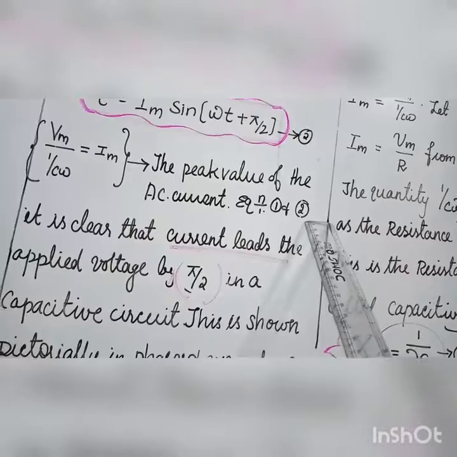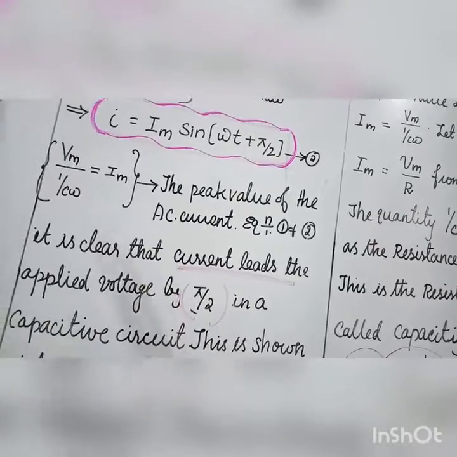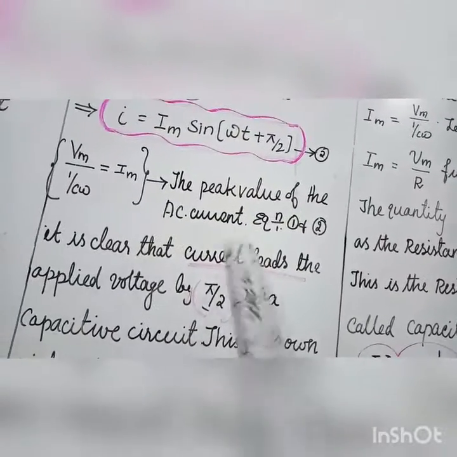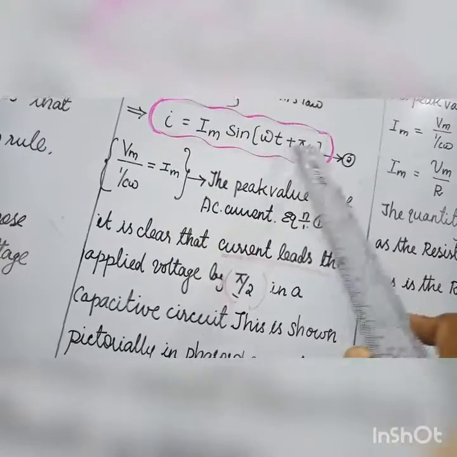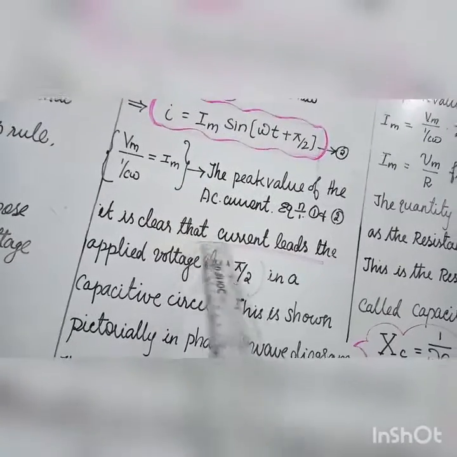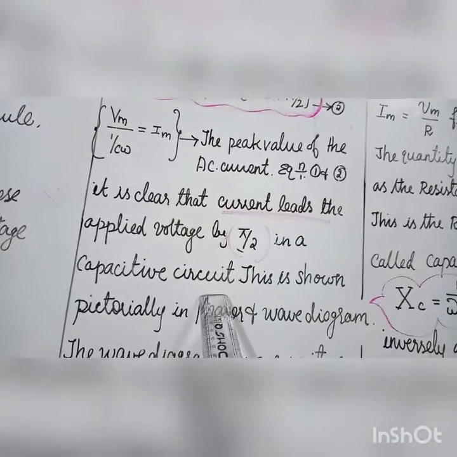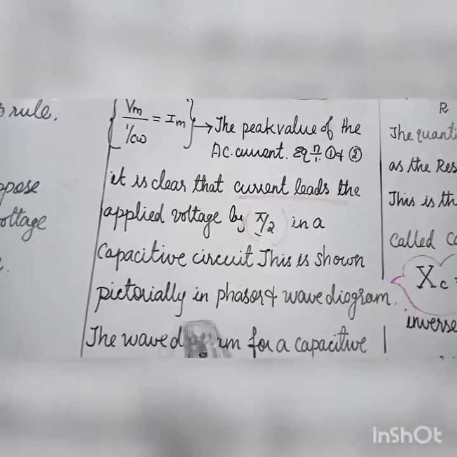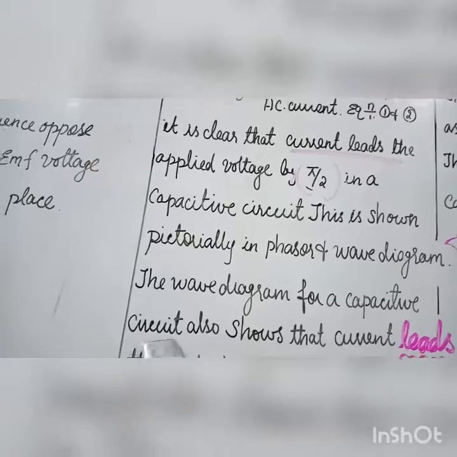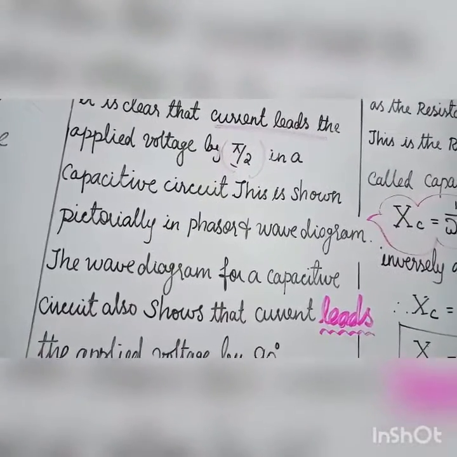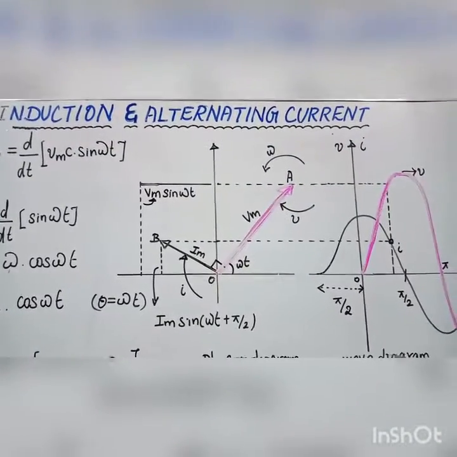Now consider equations 1 and 2. The first equation gives the voltage in this AC circuit: V is equal to Vm sin omega t. The second equation is I is equal to Im sin of omega t plus 90 degrees. It is clear that the current leads the applied voltage by pi by 2 in a capacitive circuit. This is shown pictorially in the phasor diagram and wave diagram. The wave diagram for the capacitive circuit also shows that current leads the applied voltage by 90 degrees.